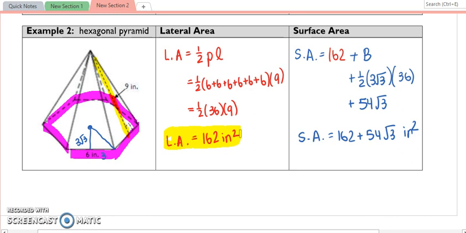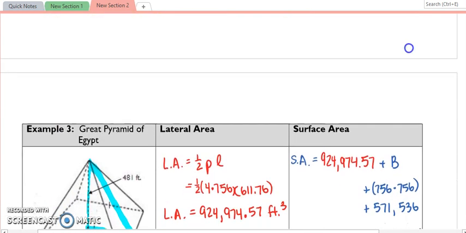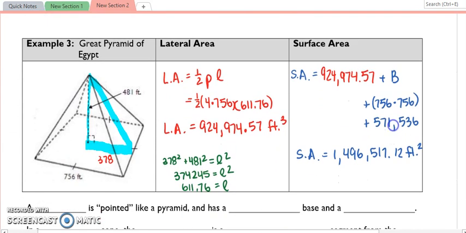But then I need to add in the area of one of the bases. And I noticed my base happened to be a hexagon. So I look back at the top of my formula sheet. My hexagon is going to be 1/2 the apothem times the perimeter. My apothem was 3√3. My perimeter was still 36. Now, here is my final surface area. Unfortunately, those are not like terms, so you cannot actually add them together. So 162 plus 54√3.